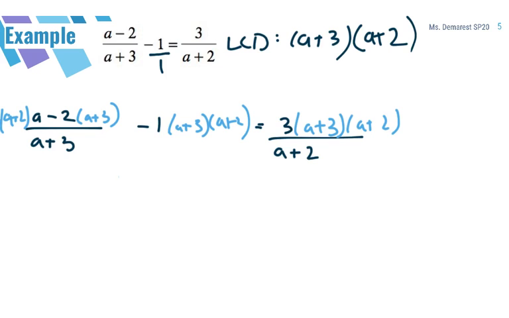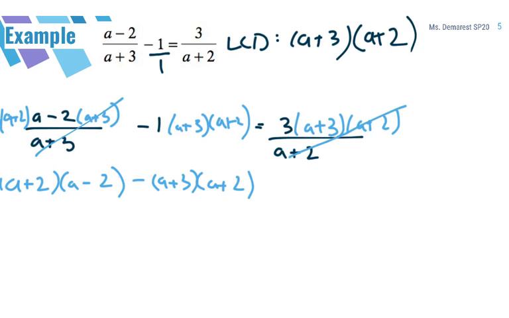Notice in the first fraction, a plus 3 divided by a plus 3 leaves us with just a plus 2 times a minus 2. Then here, nothing cancels, so we just have a plus 3 times a plus 2. And in this one, a plus 2 divided by a plus 2 cancels, so we're left with 3 times a plus 3. Now this has become an Algebra 2 problem. Not necessarily an easy one, but we just need to multiply, combine like terms, and solve.